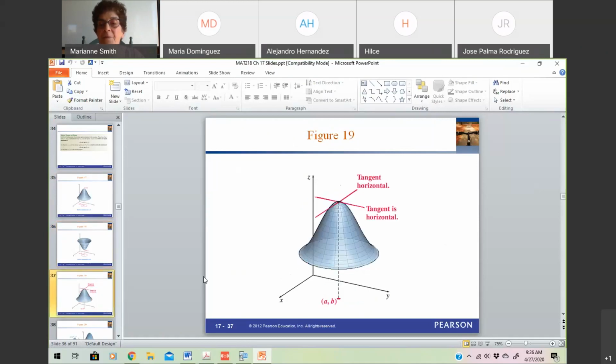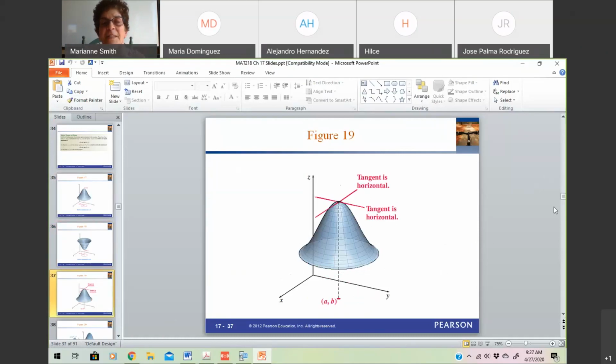And here's their better picture showing you the horizontal tangents. But it's not enough to just take the derivative with respect to x. They both have to be horizontal. Okay, so everybody okay with that? Before we move on, the maximums and the minimums are really clear. You can get a good picture of that.